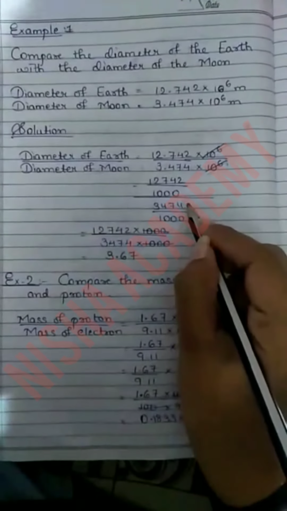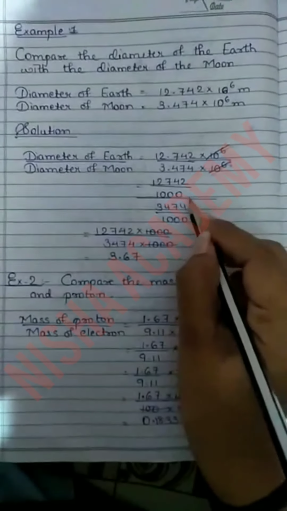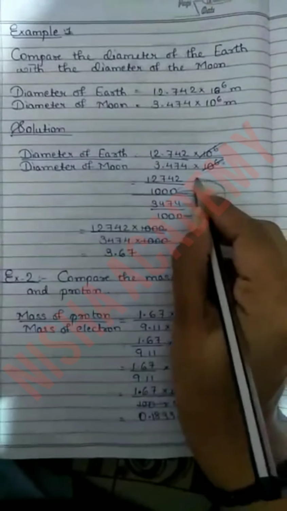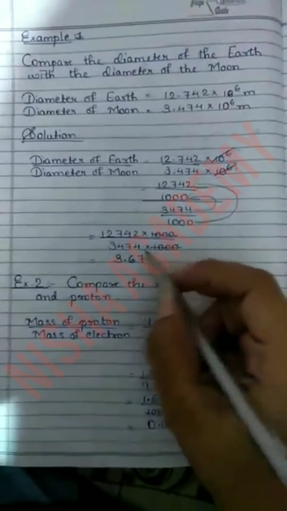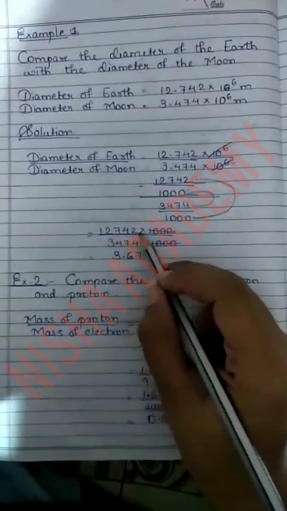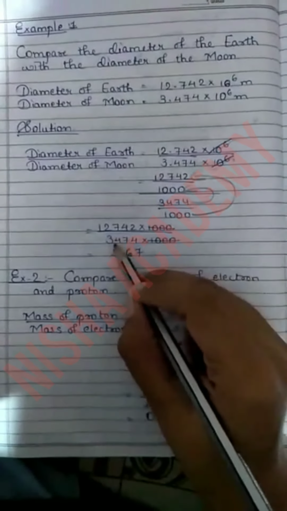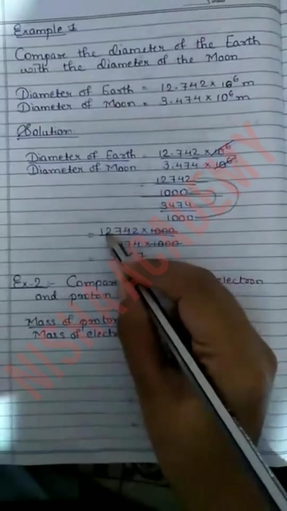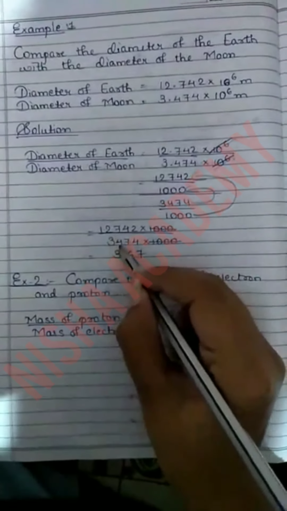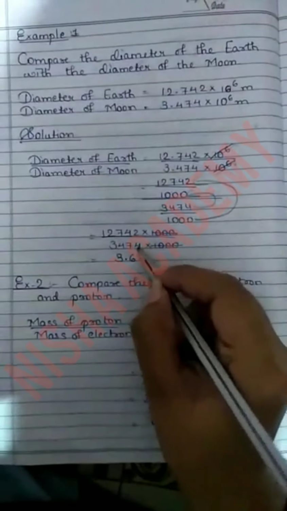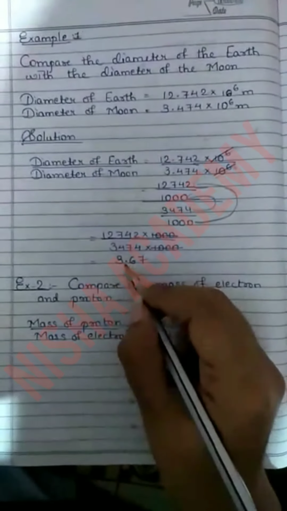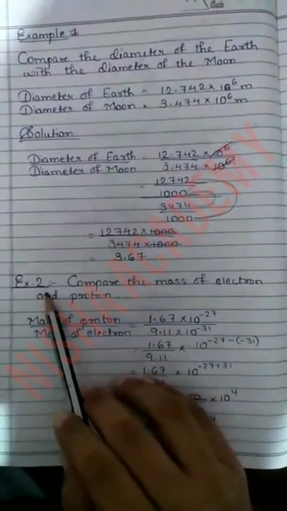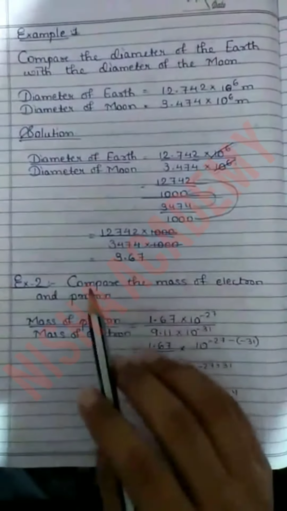Now here, see, the denominator's numerator goes to denominator and the denominator's denominator goes to numerator. So it will be 12742 into 1000 upon 3474 into 1000. See, 1000 gets cut. So what is remaining? 12742 upon 3474. Just you have to divide this number. Your answer will be approximately 3.67.